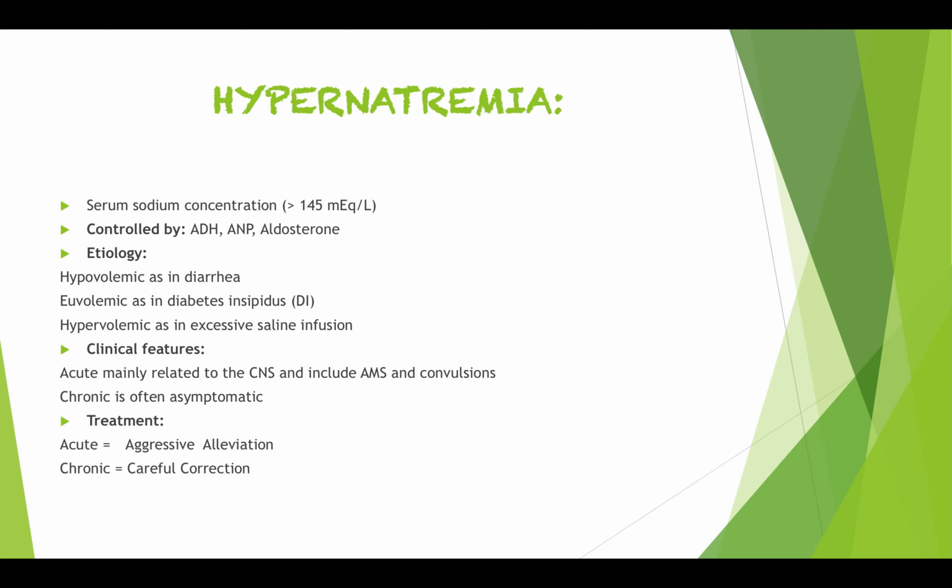Examples of conditions that cause hypernatremia are diarrhea, which causes hypovolemic hypernatremia, diabetes insipidus, which causes normal volume but hypernatremia, and excessive saline infusion, which causes hypervolemic hypernatremia. The clinical features are related to the central nervous system and include altered mental status and convulsions.